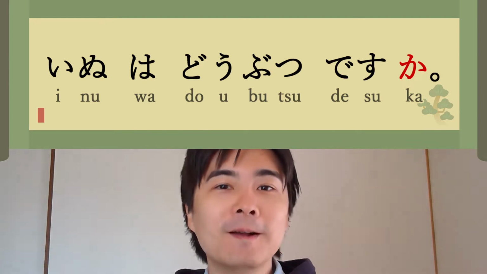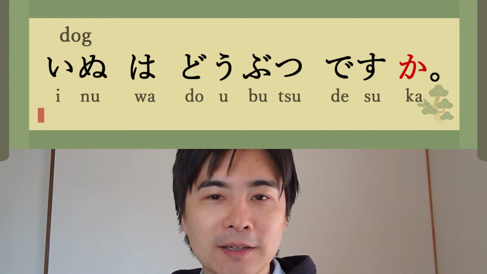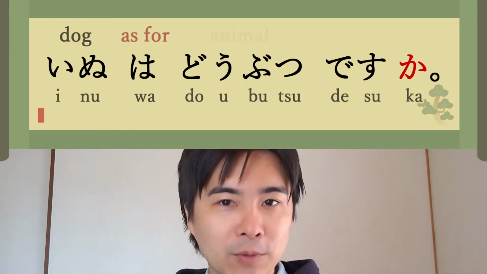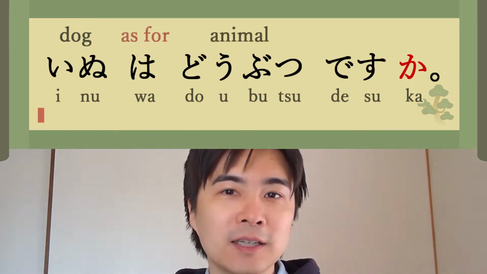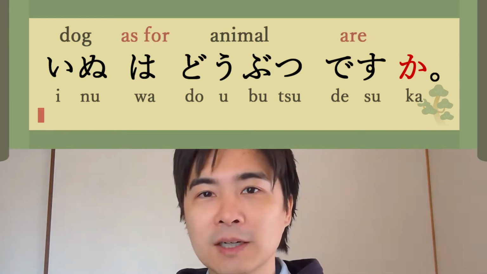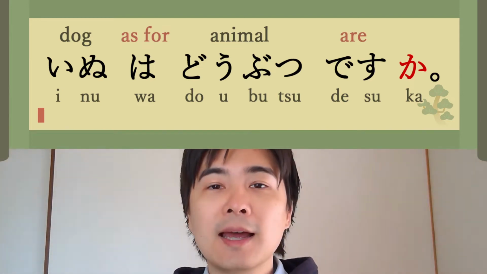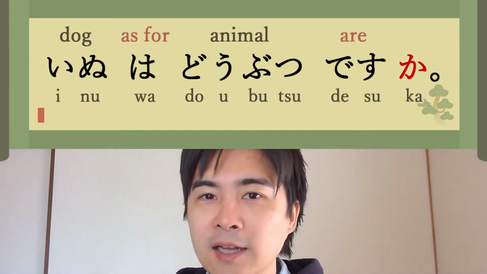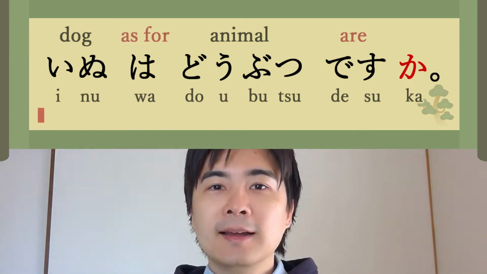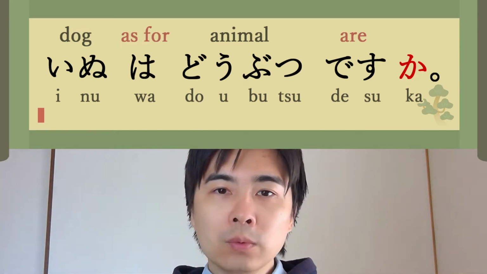So let's proceed. 犬 means dog. は is a topic marking particle, literally meaning as for. 動物 means animal. です is a linking verb meaning are in this case. And か is a question marking particle that makes this sentence interrogative. So this sentence means, as for dogs, are they animals? So it means, are dogs animals? 犬は動物ですか?